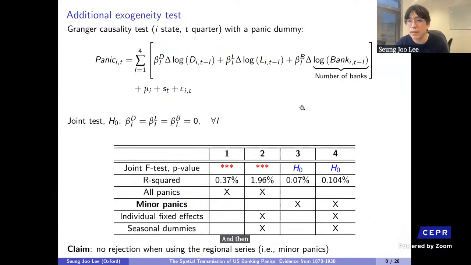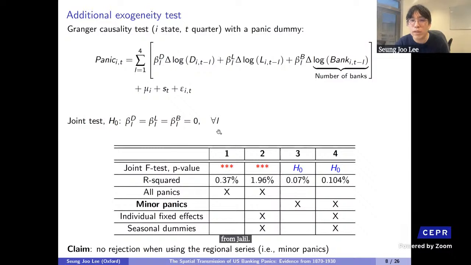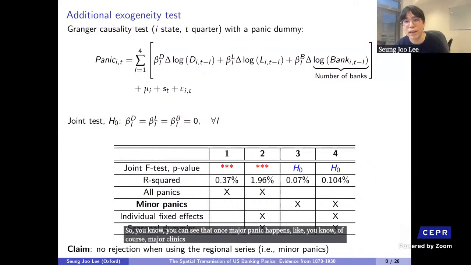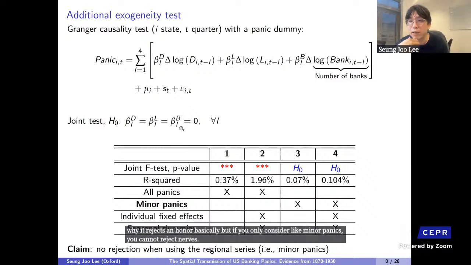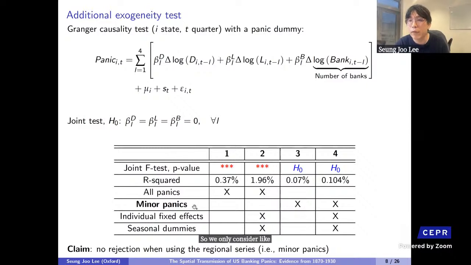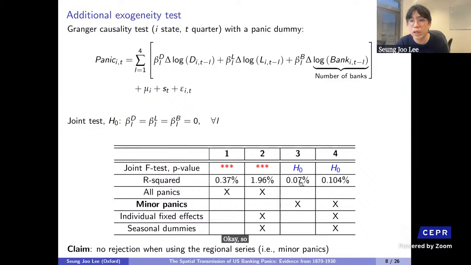Once you test this with the data set we constructed and the panic data from Jalil, we find that once we only consider minor panics, we cannot reject the null. But once we include major panics, we actually reject the null. Of course, major panics do not happen out of the blue, because they basically affect all the states across the United States. So you can easily see why it rejects the null. But if you only consider minor panics, you cannot reject the null in our sample. So we only consider minor panics and regard them as relatively exogenous events, following Jalil's paper. That's what we will use in the empirical section.